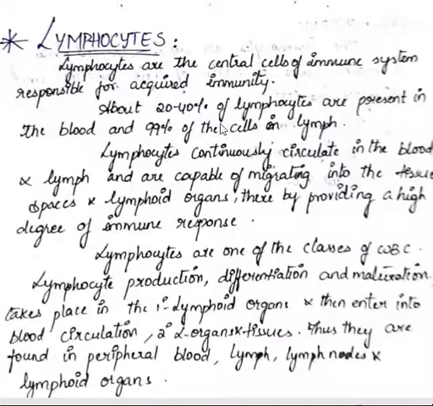Only very few are present in the blood. Lymphocytes continuously circulate in the blood and lymph and are capable of migrating into the tissue spaces.